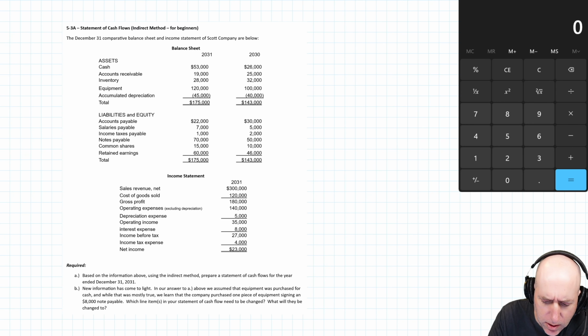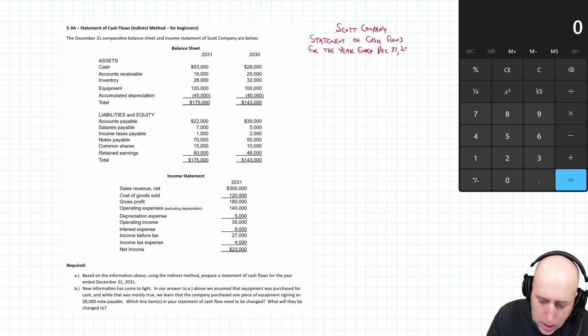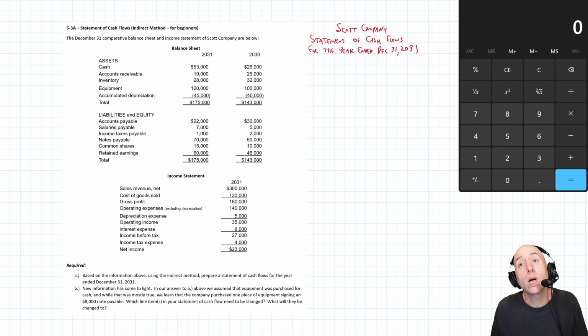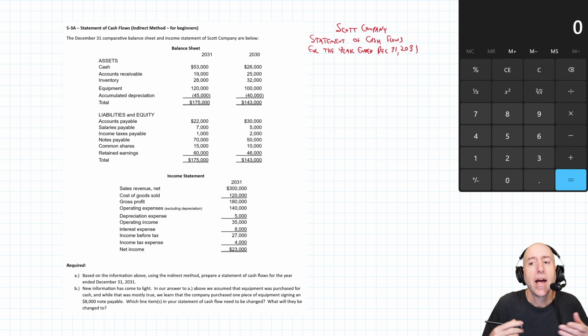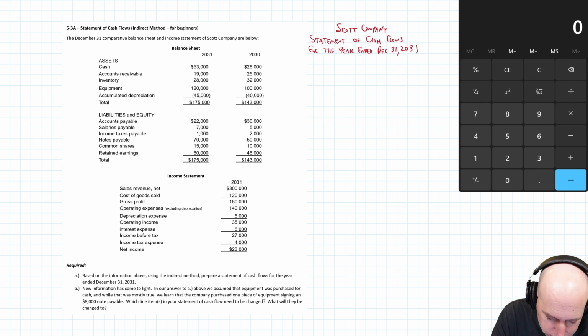Okay, every good financial statement starts with a 3-line title. Scott Company. Statement of cash flows. For the year ended December 31st, 2031. Remember, the statement of cash flows has 3 sections: operating, investing, and financing. And we'll begin with the operating section.